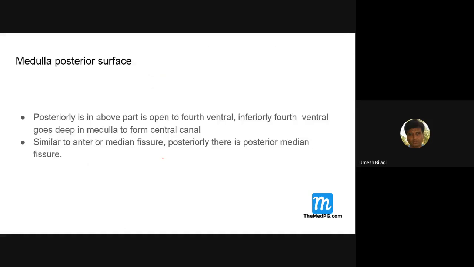That's about this. We'll go to the same thing. I must have written here. Posteriorly, in the upper part, it is open to the fourth ventricle. Inferiorly, the fourth ventricle goes deep into the medulla to form the central canal. That goes into the spinal cord also. Similar to the anterior median fissure, posteriorly there is a posterior median fissure. Just I told you and showed you the diagram.